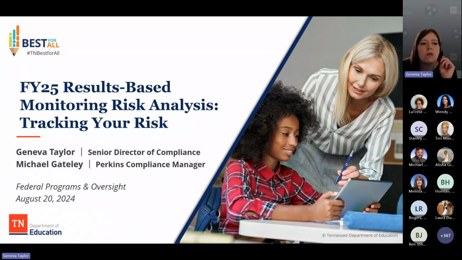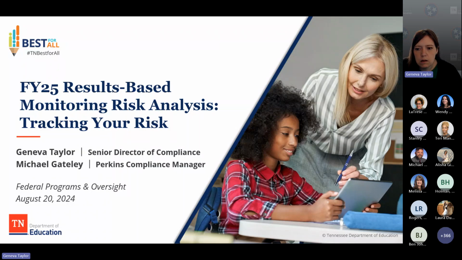We're going to be discussing results-based monitoring risk analysis and how to track your risk. Do want to mention that the risk analysis information for FY25 is not quite public yet, but we're hoping to have that up by the very beginning of September, if not by the end of this month. So look for that notification in the coming weeks.